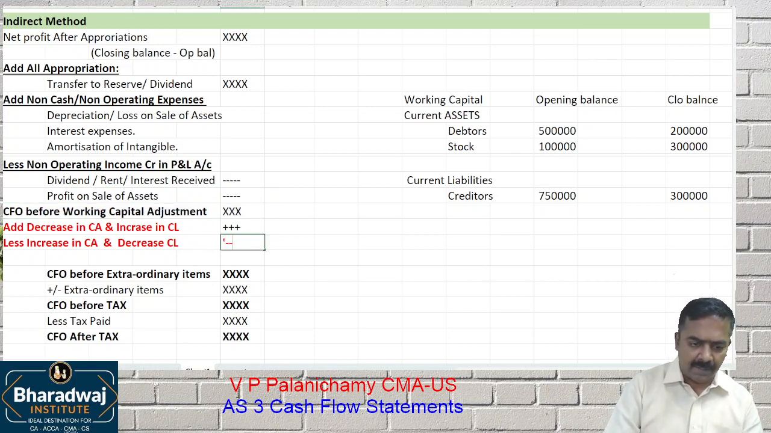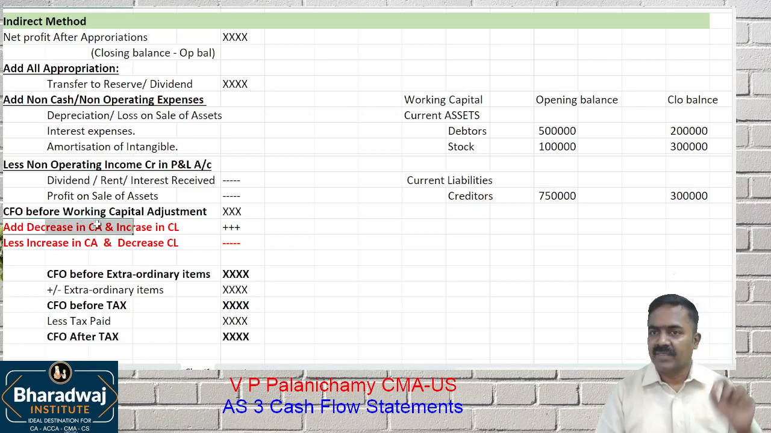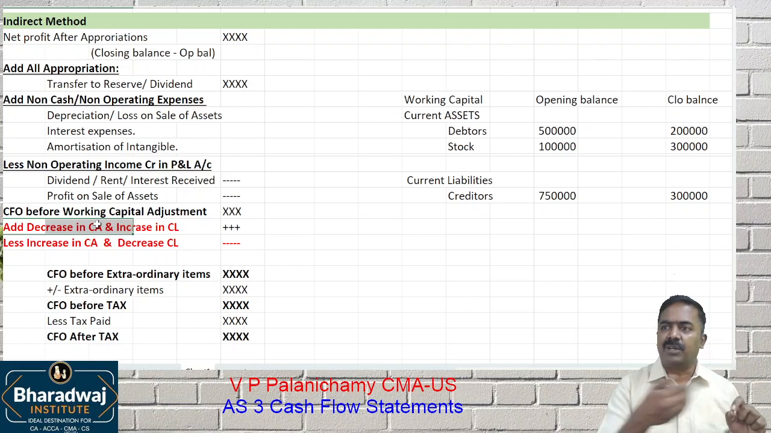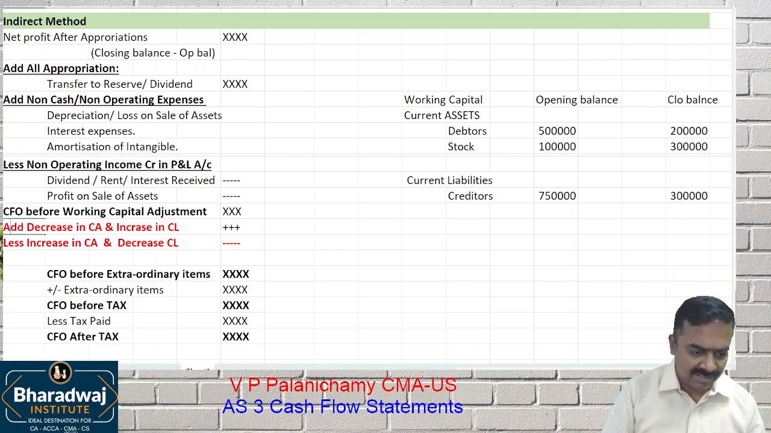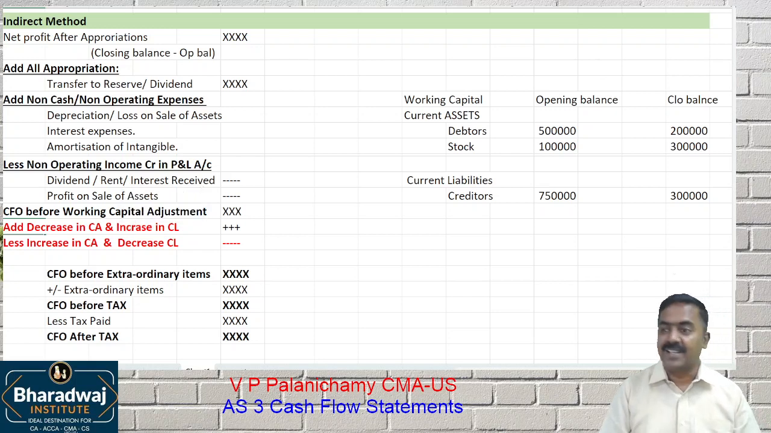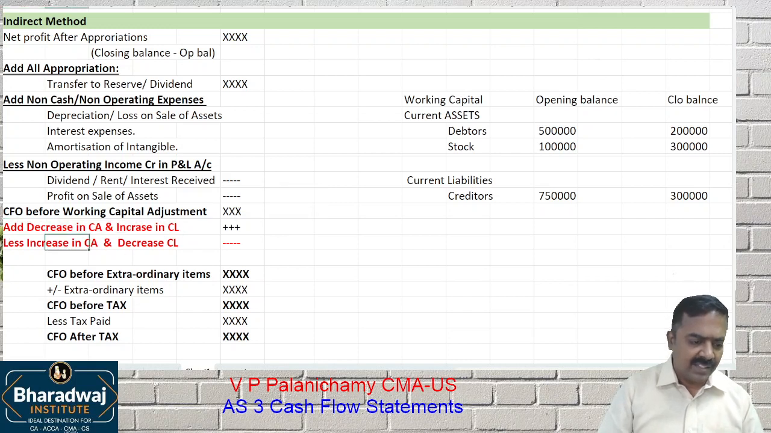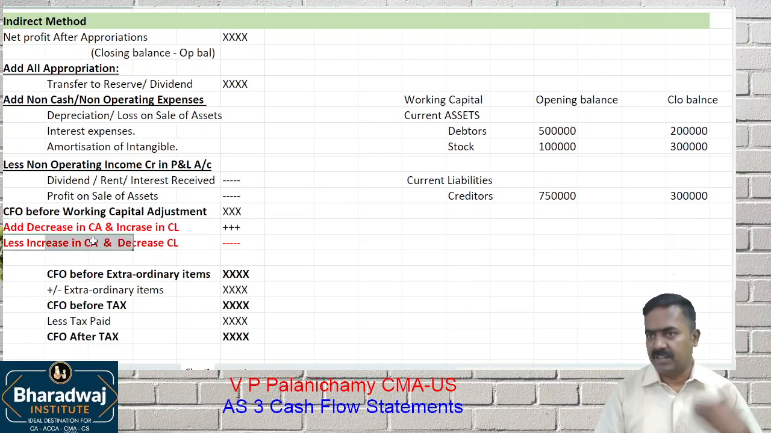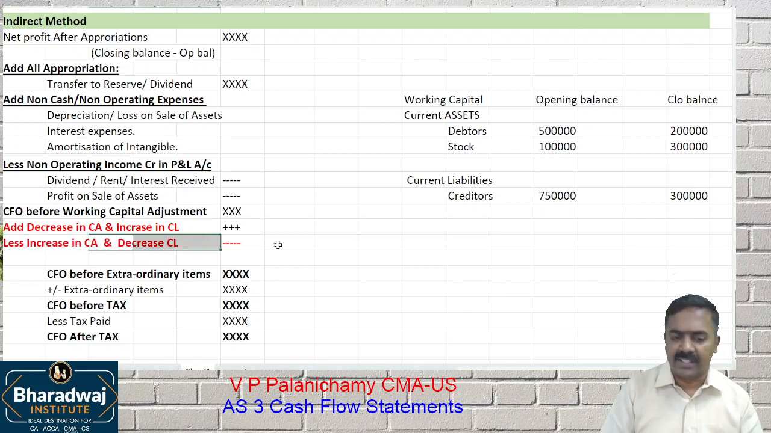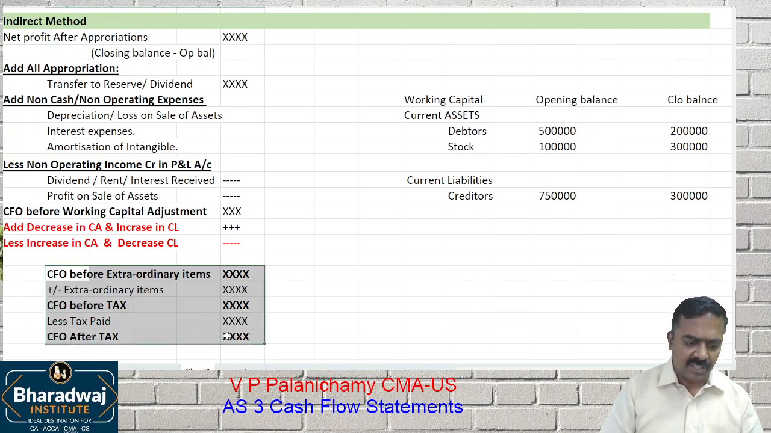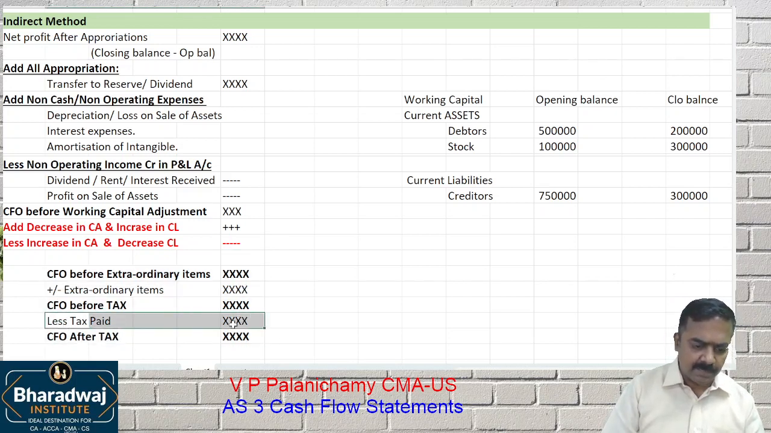How to adjust for working capital? Decrease in current assets. Why are we adding? When current asset goes down, it is equal to money coming in. When current liability goes up, it is equal to what? Increase in current liability, more money comes in. So inflow we added. Increase in current asset, like we purchase the asset. When we purchase the asset, money goes out. Decrease in current liability, we pay the money to the creditors, money goes out. So it will give us CFO before extraordinary items. Minus tax paid will give us which one?